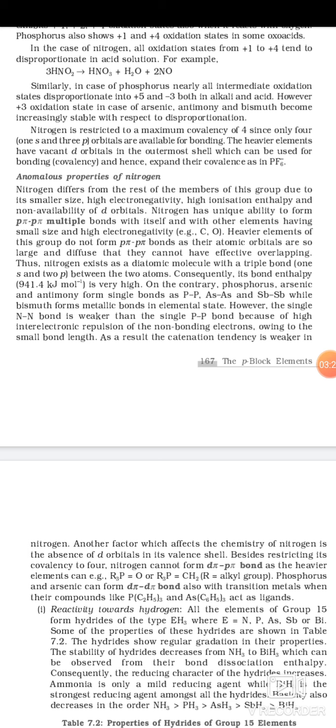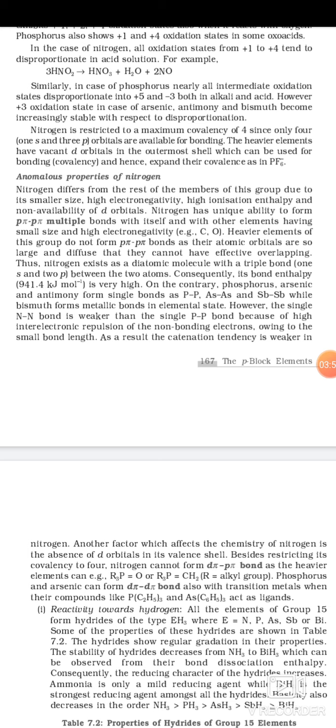Thus, nitrogen exists as a diatomic molecule with a triple bond, one sigma and two pi, between the two atoms. Consequently, its bond enthalpy is very high. It is 941.4 kilojoule per mole. On the contrary, phosphorus, arsenic and antimony form single bonds as P-P, As-As and Sb-Sb, while bismuth forms metallic bonds in the elemental state.